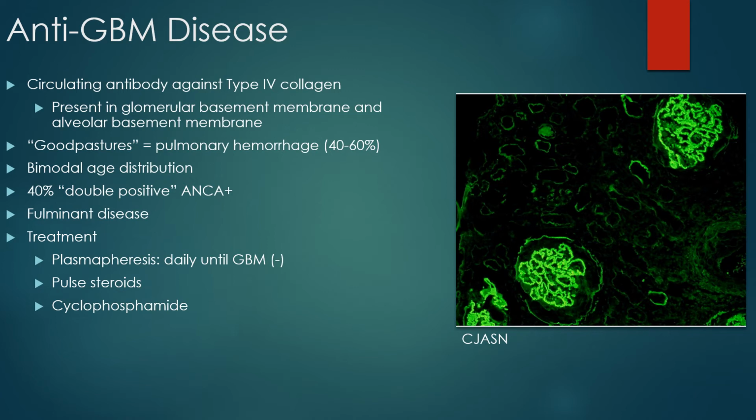40% of patients may be double positive, where they have a positive ANCA titer and GBM titer. The kidney biopsy in these patients will show segmental GBM breaks, necrosis, and crescents on light microscopy. There is linear IgG staining on immunofluorescence and no deposits on electron microscopy. The treatment for anti-GBM disease is daily plasmapheresis until the GBM titers are negative, pulse steroids, and cyclophosphamide.